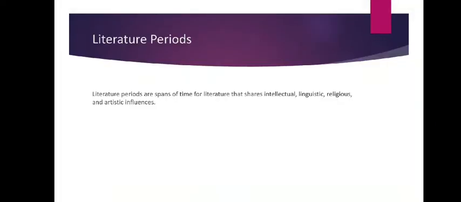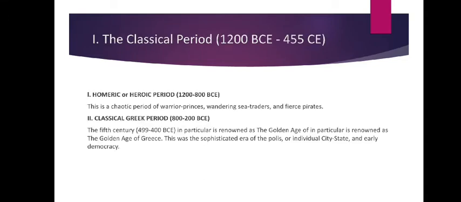Literature periods are spans of time for literature that shares intellectual, linguistic, religious, and artistic influence. Number 1. The classical periods, 1200 BCE until 455 CE.